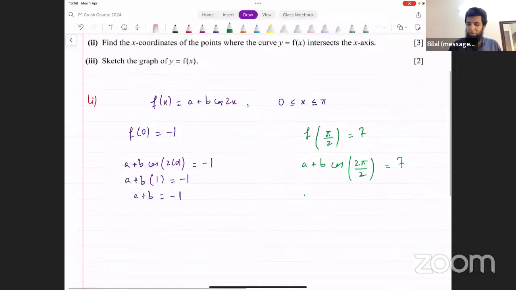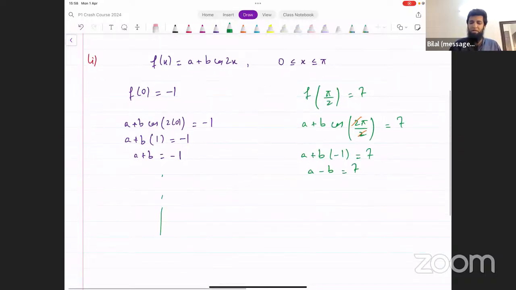And what does that give you now? The 2 and 2 get cancelled. Cos of pi is -1. So it becomes a plus b times -1 equals 7, and you get a minus b equal to 7. You get two equations. You solve them simultaneously, and you would get the values of a and b. Okay, you can try that.